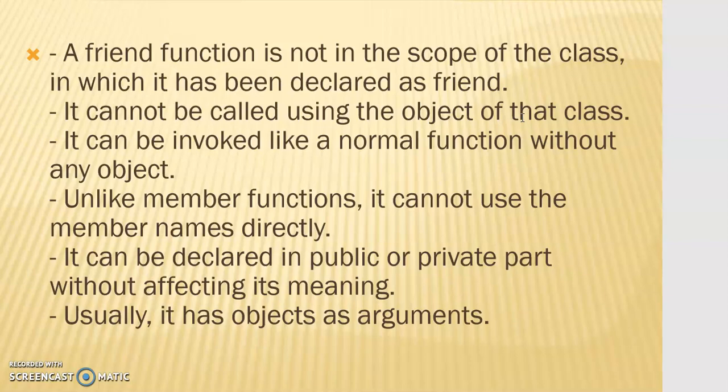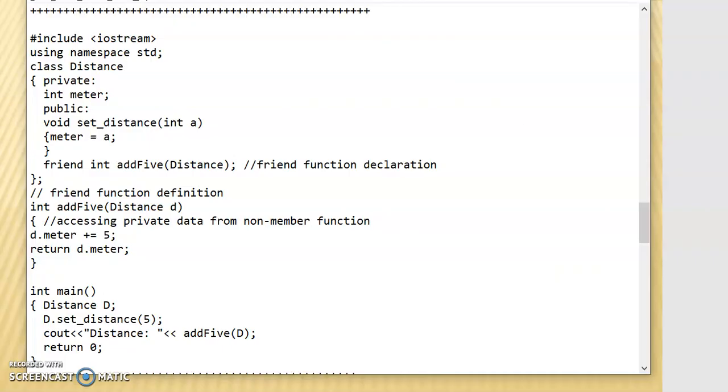Now we'll look into this particular program where you can see the live implementation of a friend function. If you look over here, you have a class called distance. It has a variable called meter, which is declared as private, and you have a function called set_distance, which receives an argument a, and that argument will be stored in the variable called meter.